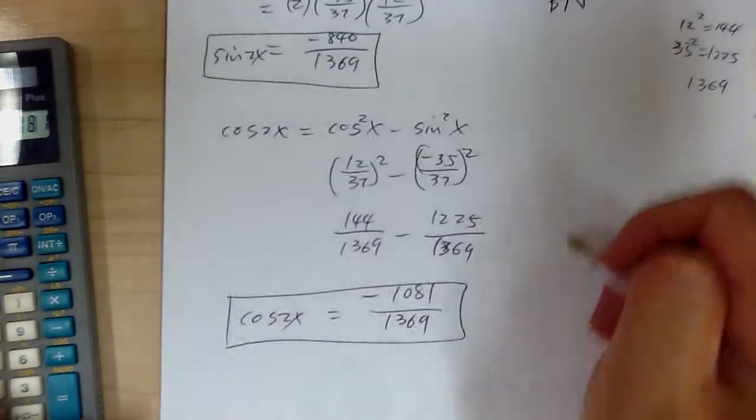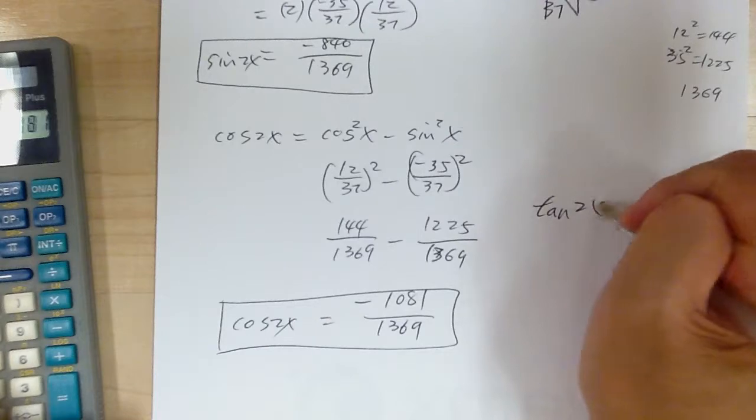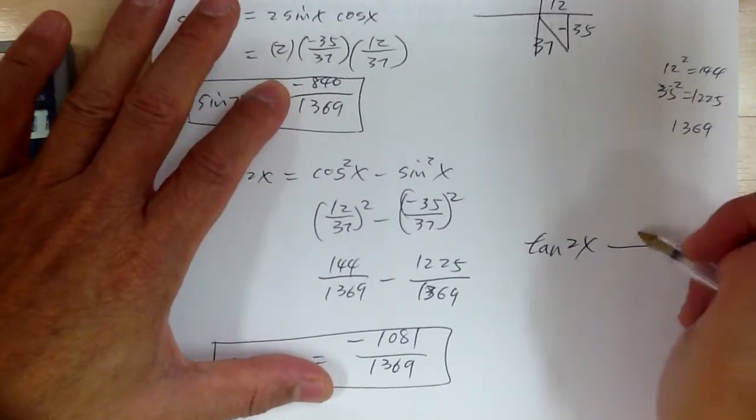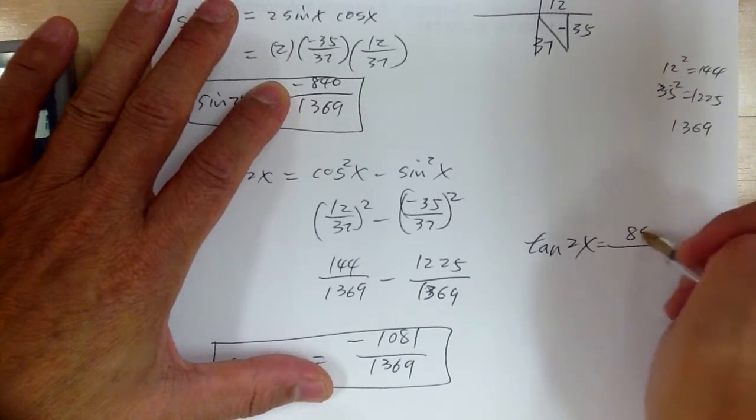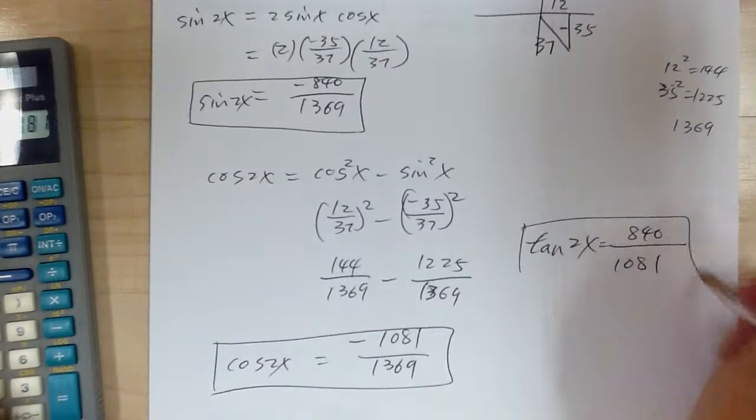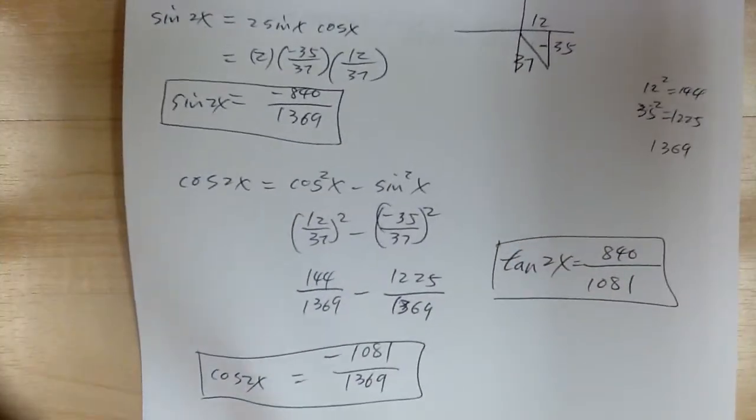And for tangent 2x, I'm just going to use a shortcut. I'm just going to use this over this, right? So I'm going to get 840 over 1081, and the negative will cancel out. We can do it the long way, but either way works.